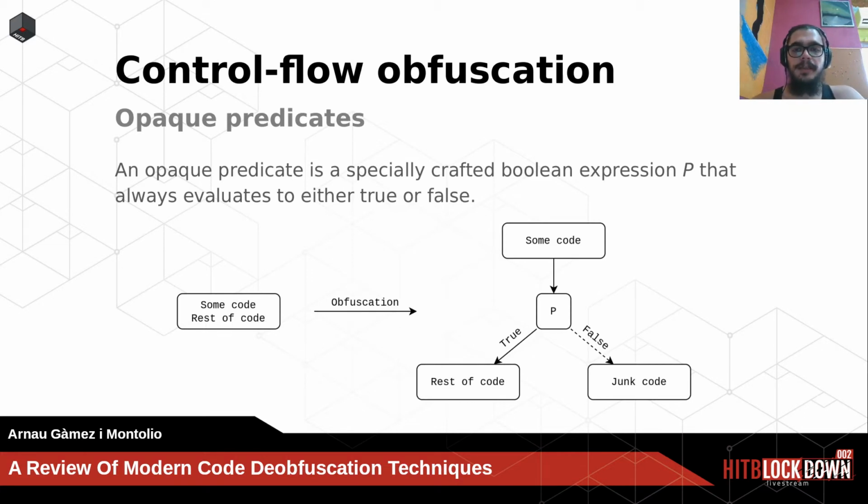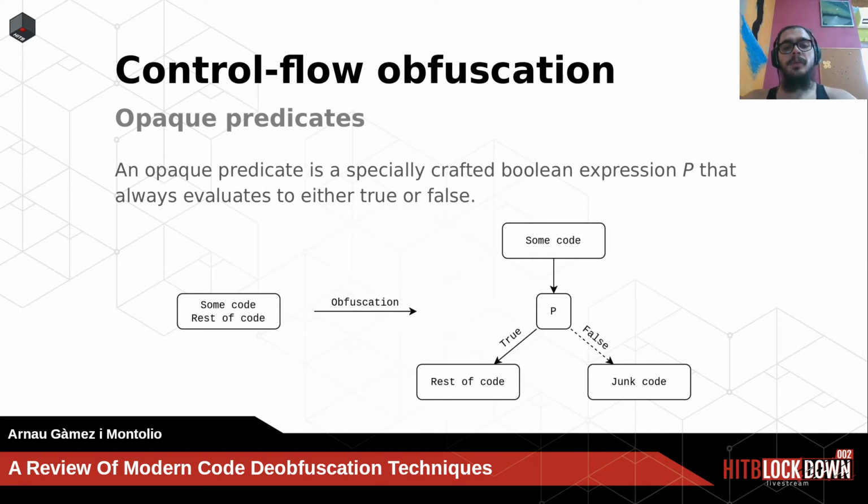So I will start presenting a few examples. Let's start with control flow obfuscation techniques. The first one would be opaque predicates, which are a very classic obfuscation transformation. An opaque predicate is basically a specially crafted Boolean expression, a predicate P, that always evaluates to either true or false. That is, at obfuscation time, the one who is doing the obfuscation transformation knows the value of P, and knows it to be always true or false.